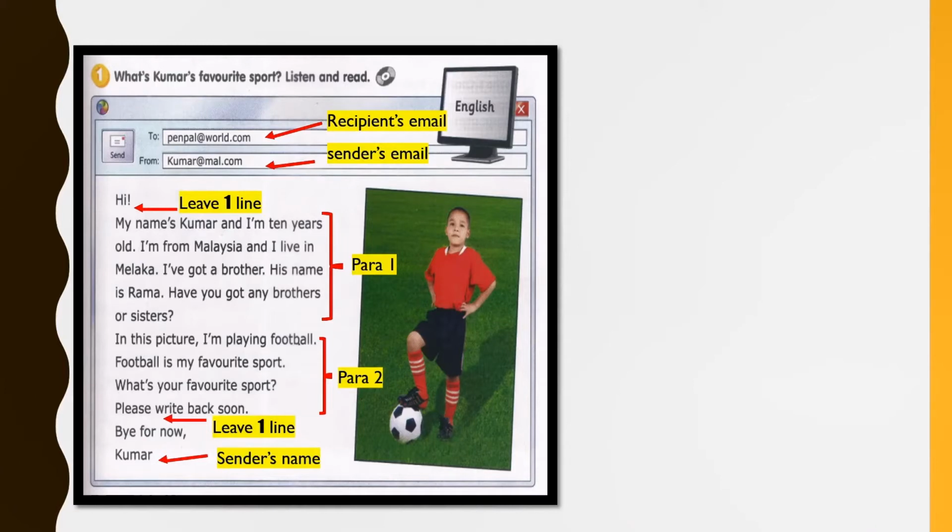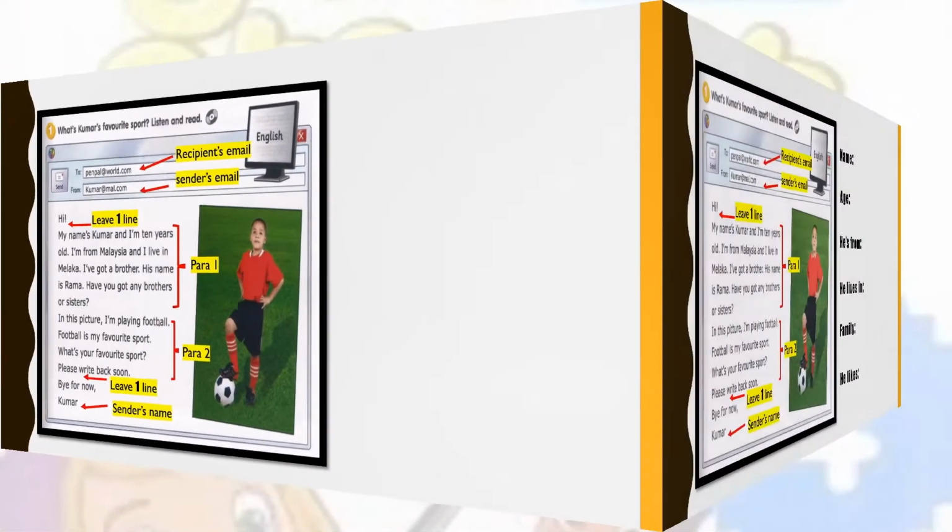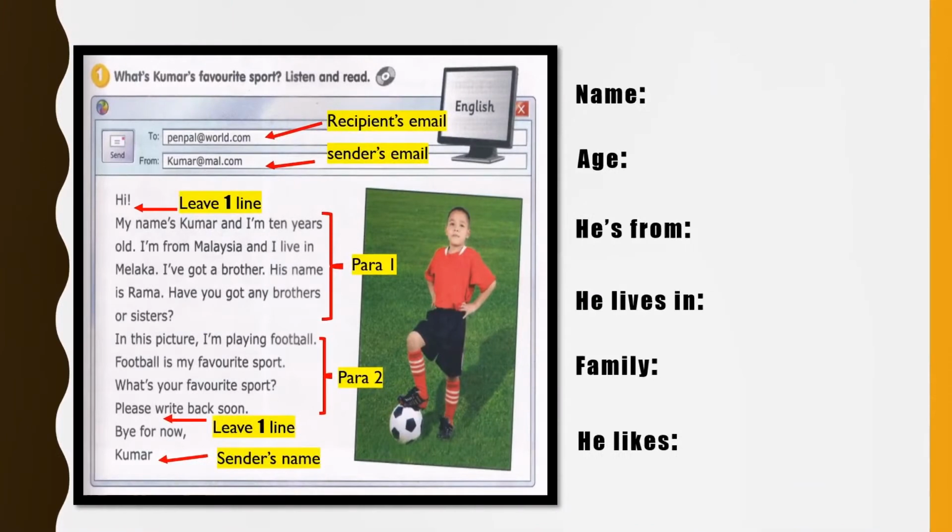So now what I want you to do is find out the information from the email. So first one, what you need to write is name, age, where Kumar is from, where he lives, Kumar's family, and what he likes. I'm going to give you a few seconds to find the information, and then I will put the answer out one by one. So I'm going to give you a few seconds for number one.